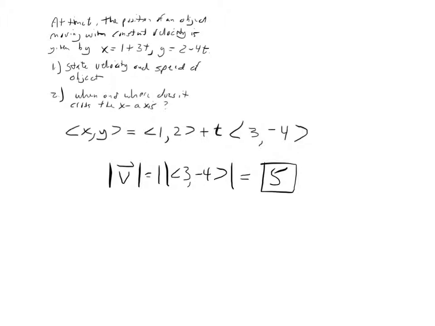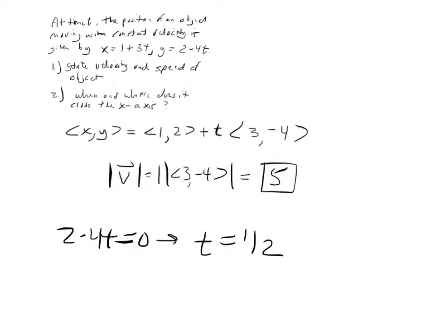So when and where do I cross the x-axis? Well, to cross the x-axis, I would have to let y be 0. So when does y equal 0? Y up above is given to be 2 minus 4t. So set 2 minus 4t equal to 0. That implies t equals 1/2. So that's when it crosses the x-axis.